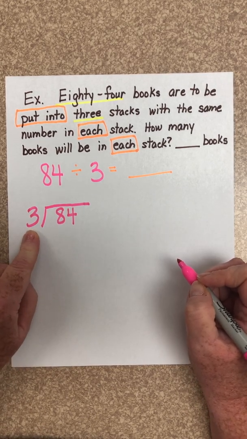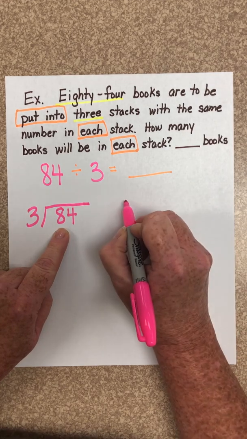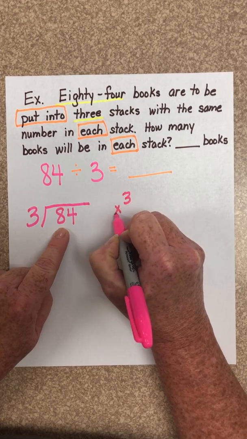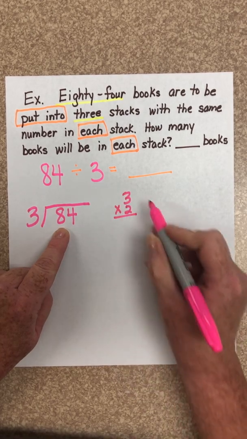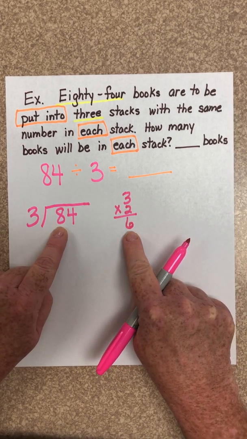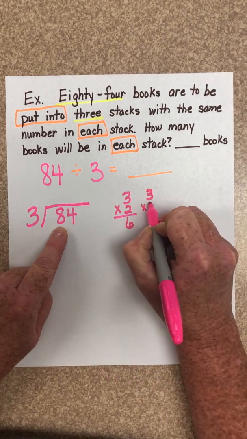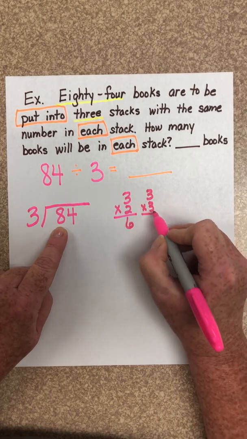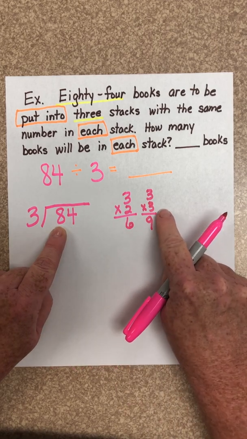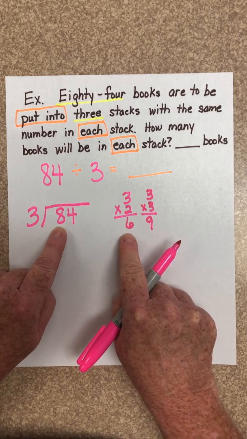We need to know, well, how many 3s can we get out of 8? So I'm going to make a little note here to help us out. Let's start with 3 times 2. Well, 3 times 2 is 6. Well, that's pretty close to 8. Can we get any closer? Well, let's see. How about 3 times 3? 3 times 3 is 9. Well, 9 is more than 8, so we know that we cannot use 3 times 3. But we can use 3 times 2.